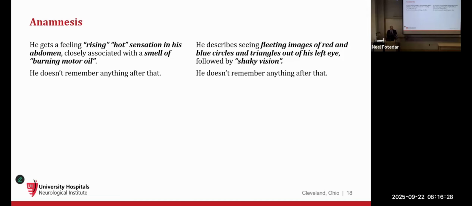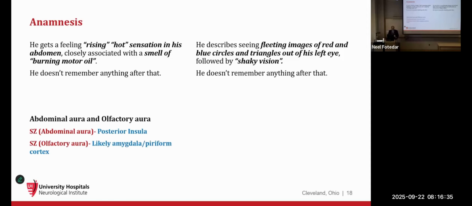So these are two hypothetical scenarios where the auras are different, and you can understand how big of a difference that will make. So in the first one, the aura, as you guys know, would be the abdominal aura and the olfactory aura. And as you guys know, the symptomatogenic zone of abdominal aura is posterior insula, right? And the symptomatogenic zone of olfactory aura is likely amygdala or piriform cortex, or what is called the periamygdaloid cortex.